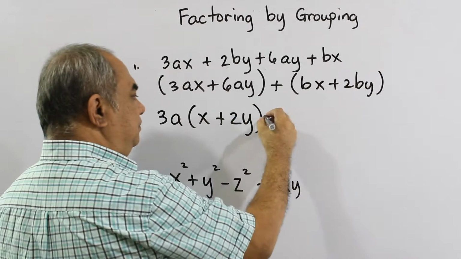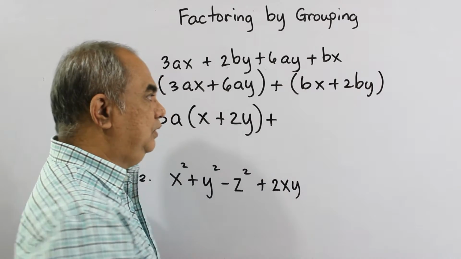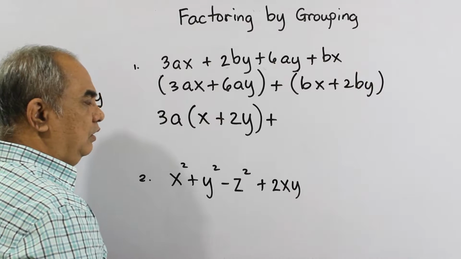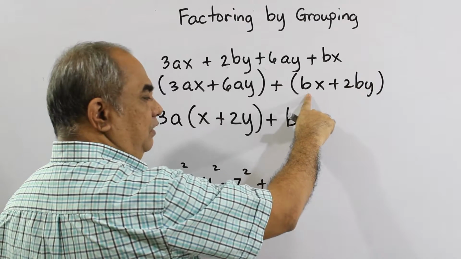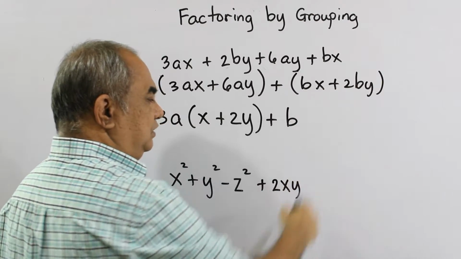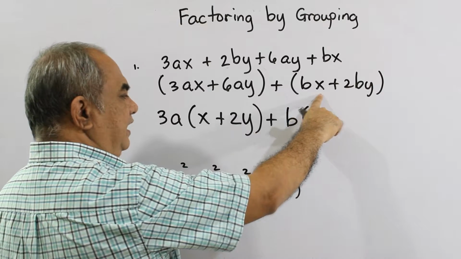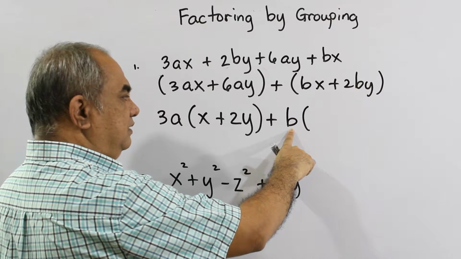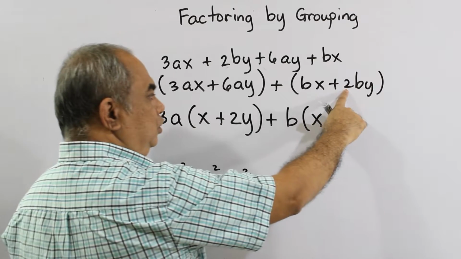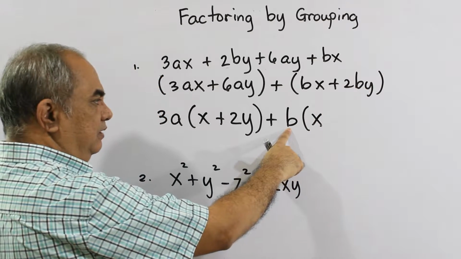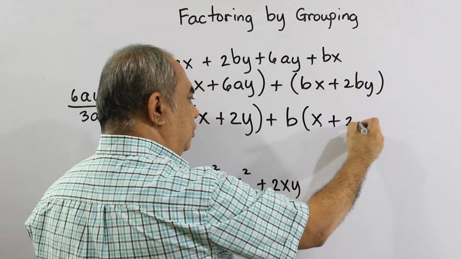For this group, we're going to factor this also using common monomial. So, what is the common variable here? We have b because the variable b is present in both terms. So, it's just like dividing bx by b, and the quotient is x. And when we divide 2by by b, we have a quotient of 2y.